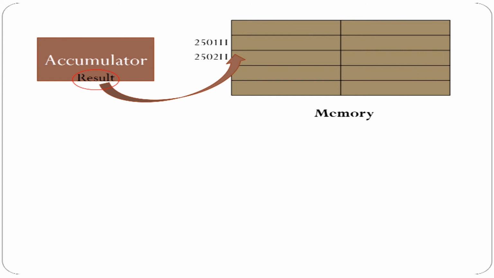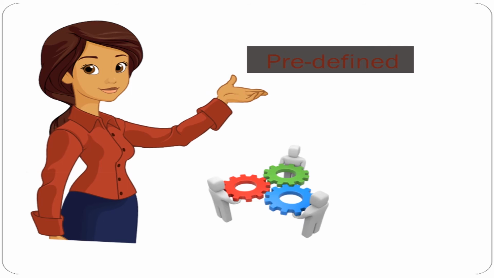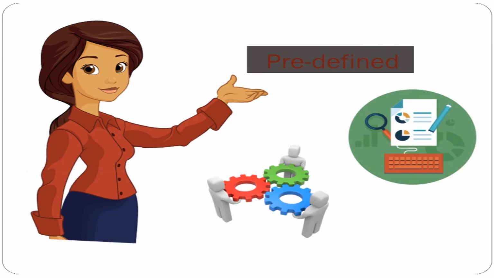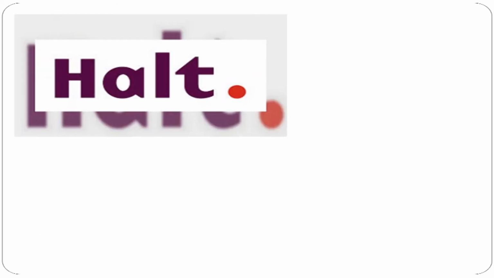Here, in this program, 3A is the opcode for LDA instruction and 32 is for STA instruction, 76 is for halt. These opcodes are predefined according to the architecture and manufacturer of processor. They cannot be changed by the user. At last, the program is stopped by using HLT instruction.